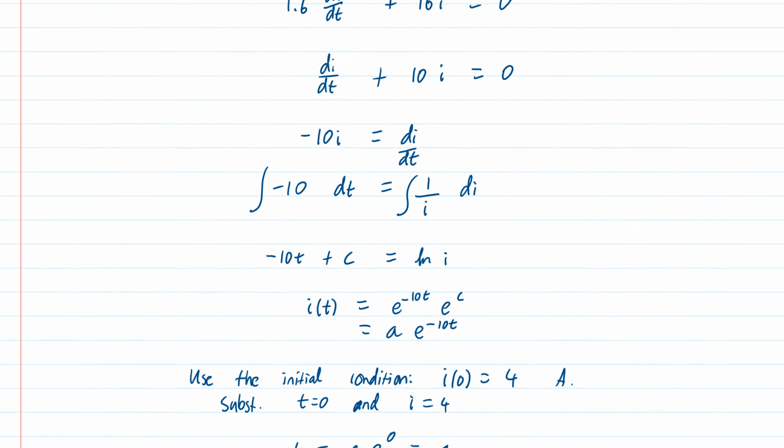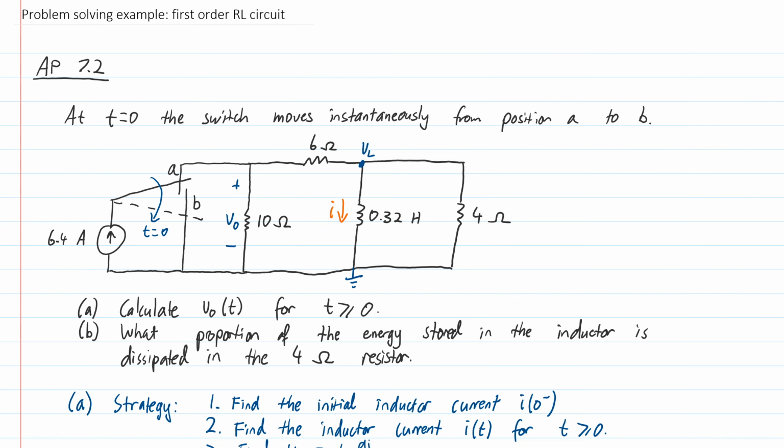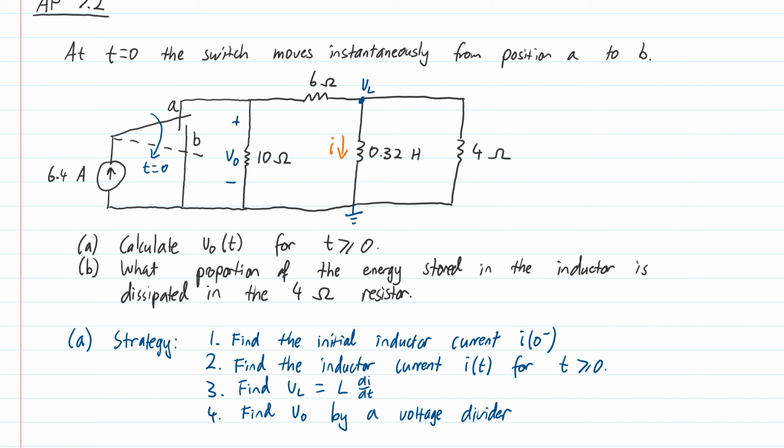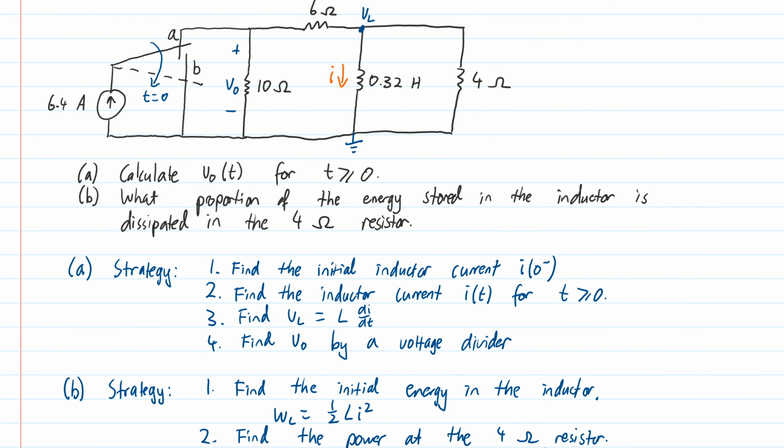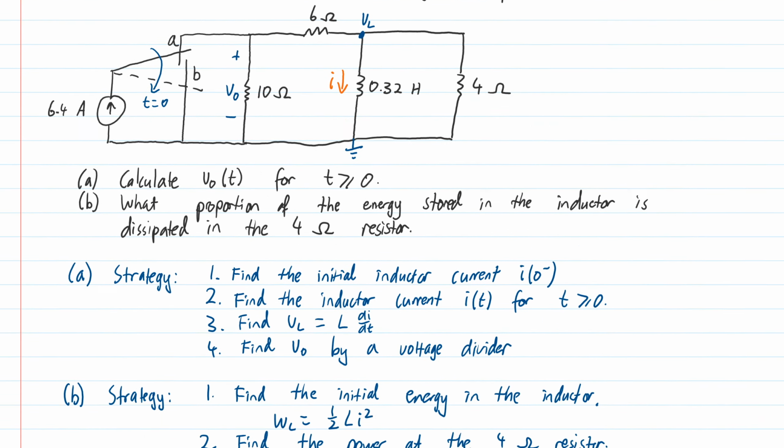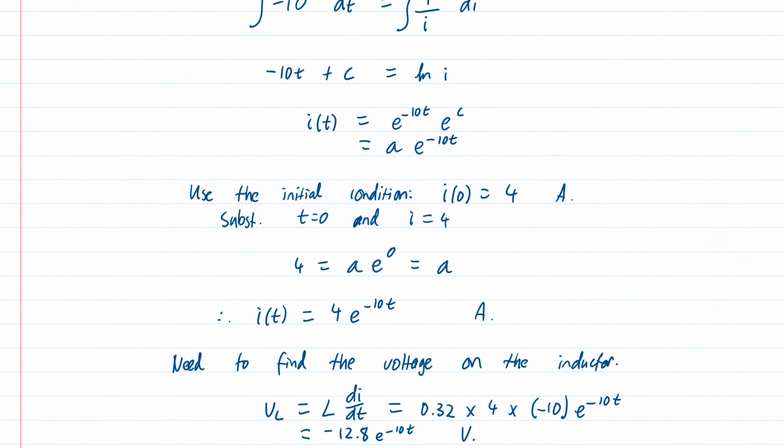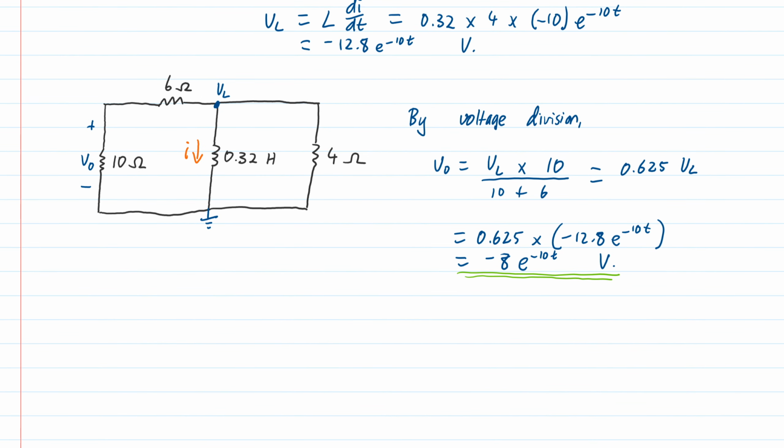All right, let's go back and have a look at what we needed to do for part B of this question. Part B says, what proportion of the energy that was stored in the inductor is dissipated over here in this 4 ohm resistor? We previously discussed our strategy. We're going to find the initial energy in the inductor, find the power that gets dissipated in the resistor, then convert that power into energy by integrating, and then find the ratio, so what proportion of the total. So let's work through that particular part of this question.